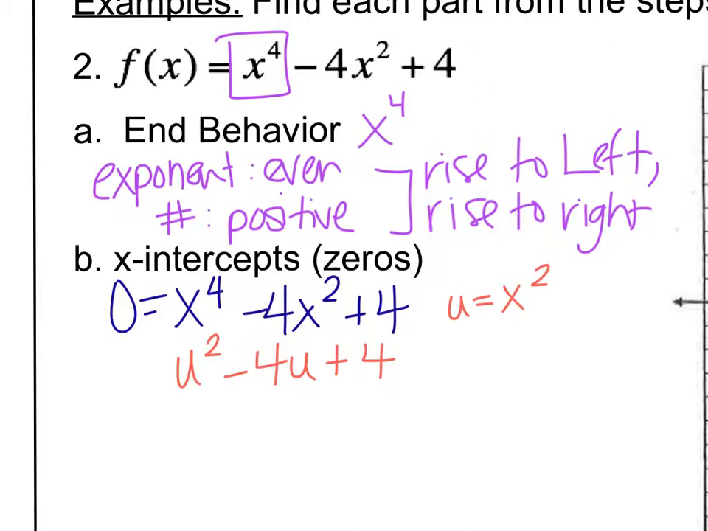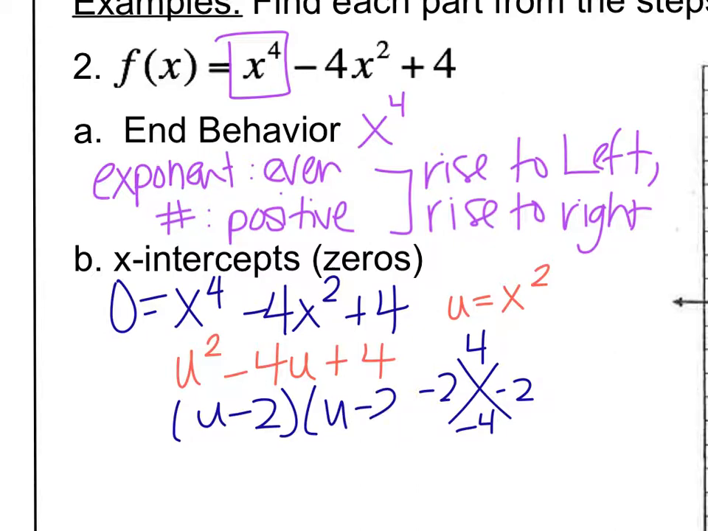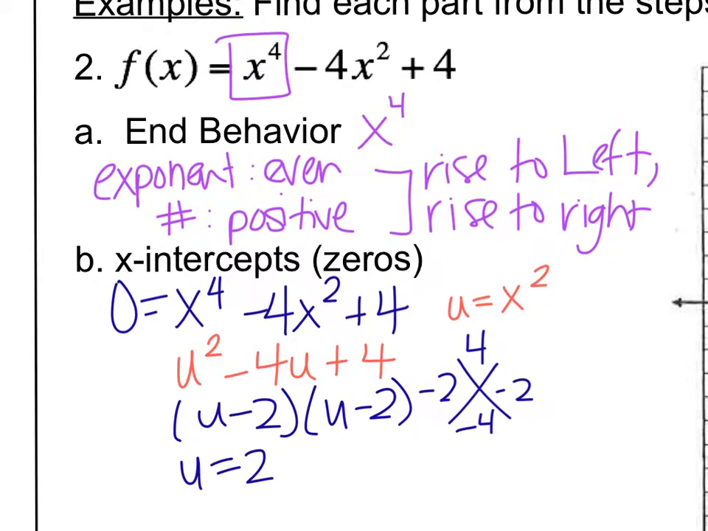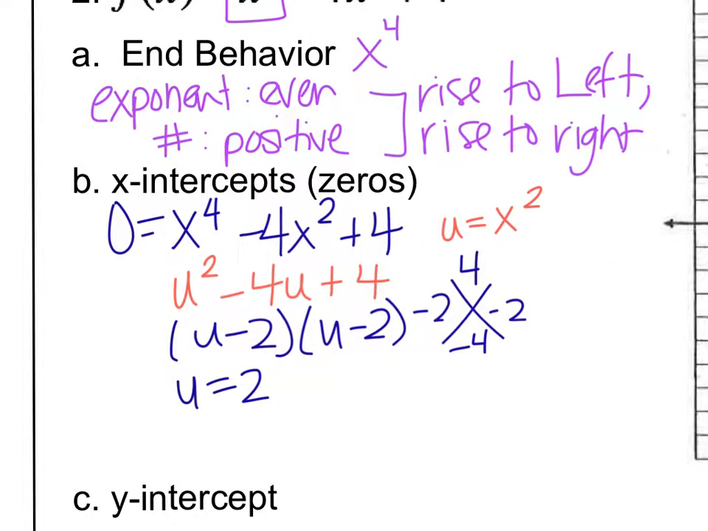And then if I factor that apart, 4 and negative 4 is going to be negative 2 and negative 2. So it's u minus 2 times u minus 2. And since there's two of those, I really only have to set one equal to 0. I'm going to get u is equal to positive 2. That's really going to happen twice, so we got to keep that in mind. And remember, the last step here is to put the x squared back in, because that's what we got to solve for. And we're going to take the square root.